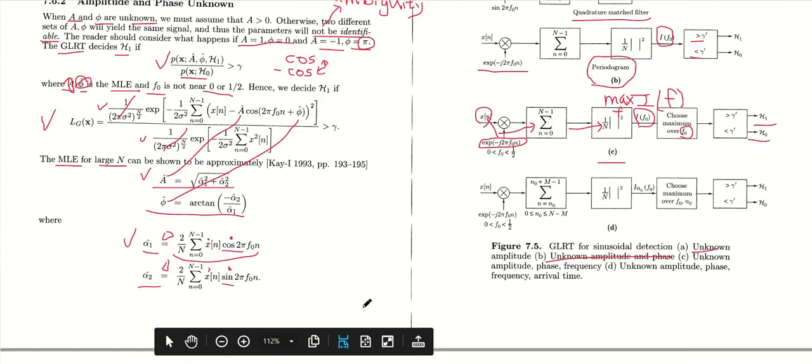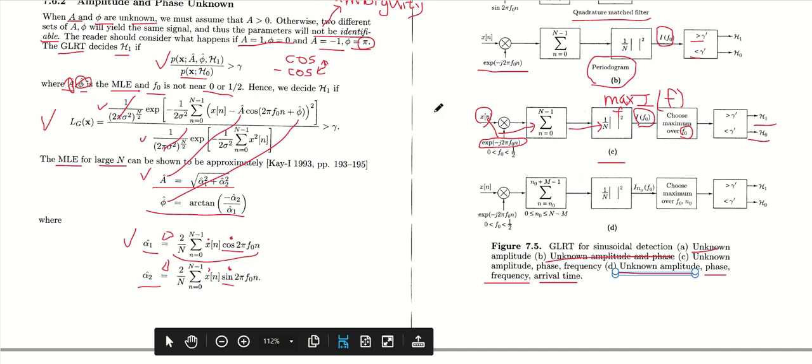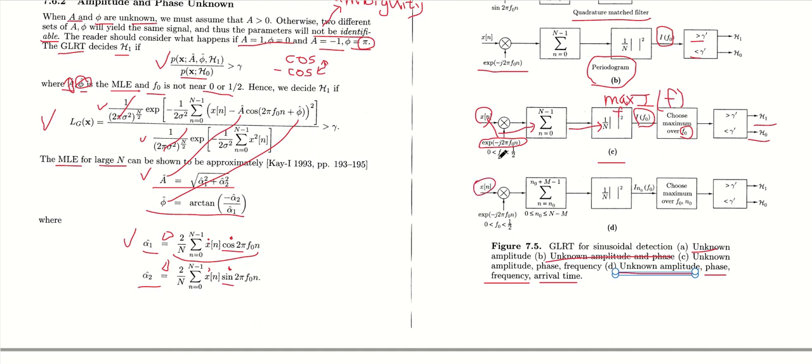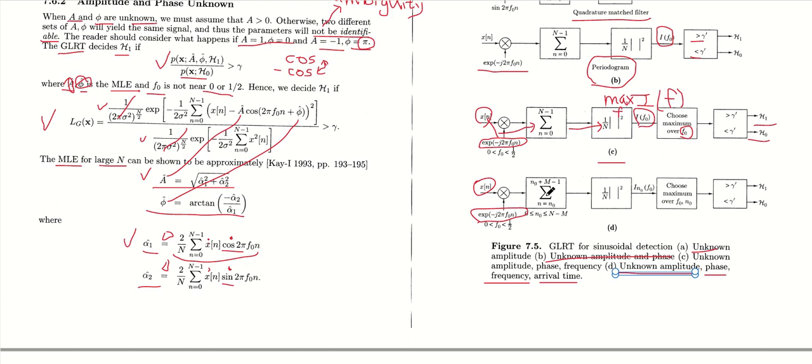So let's take a look at the block diagram. This is the final cut. Unknown amplitude, phase, frequency, and arrival time. And you receive the same thing, you receive x0. Now you try to do the exponent, multiplication, and summation. That gives you a transformation, and then you take the square of the summation, and it gives you the parallelogram, short-time parallelogram.